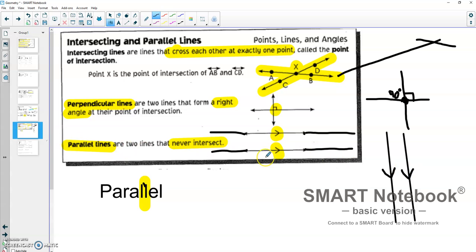So parallel lines never intersect and go on forever. They have the little arrows. Perpendicular lines form a right angle, and that's how you can know it's perpendicular, okay? A nice, perfect T, if you will. Parallel lines, two lines that will never, ever touch.